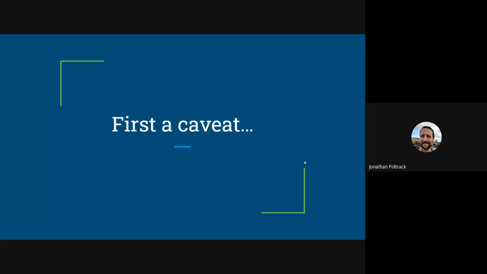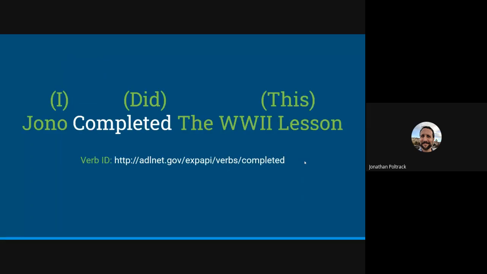First, a caveat on this one. The xAPI doesn't tell you exactly how to represent a completion, so you may find it done in different ways. For example, I have one here: John O completed the World War II lesson. In this case, our verb is completed. So when we are looking for completions, if this is what our data is structured with, we may say, give me everything that has the completed verb.